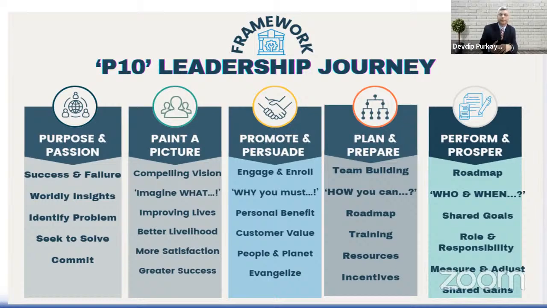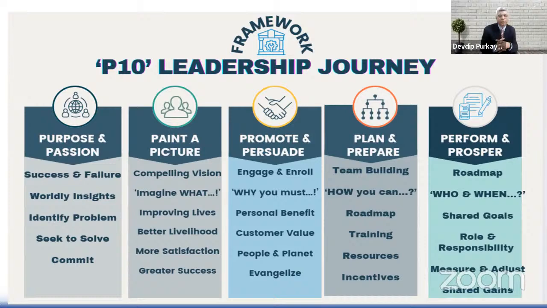For startup founders, if you are a fan of startups and if you're passionate about entrepreneurship, you could think about Elon Musk or Steve Jobs or Mukesh Ambani, or whoever you think is a role model. So what do the leaders do?